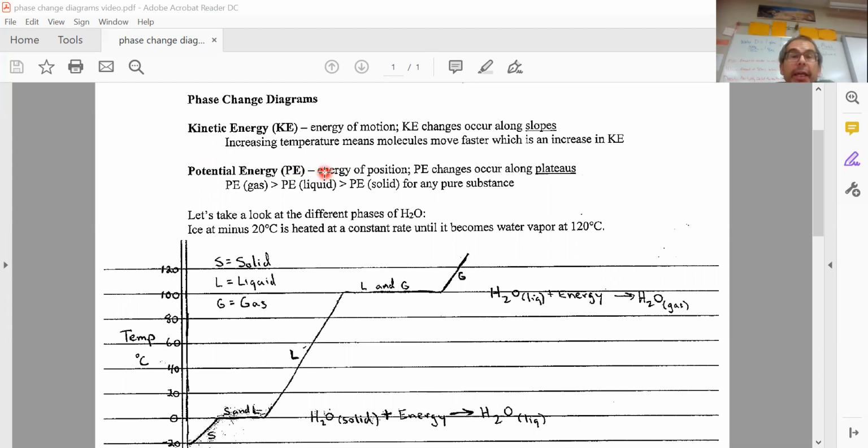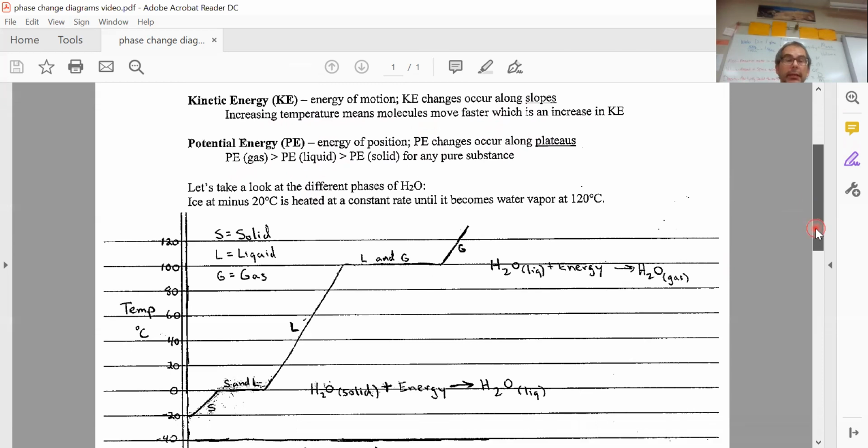So we're going to look at some diagrams, and the kinetic energy changes are going to occur along slopes in this diagram. Increasing temperature will mean that molecules move faster, which means an increase in kinetic energy. Potential energy changes are going to occur along plateaus. And keep in mind, the potential energy of a gas is going to be greater than the potential energy of a liquid, which is greater than the potential energy of a solid for any pure substance.